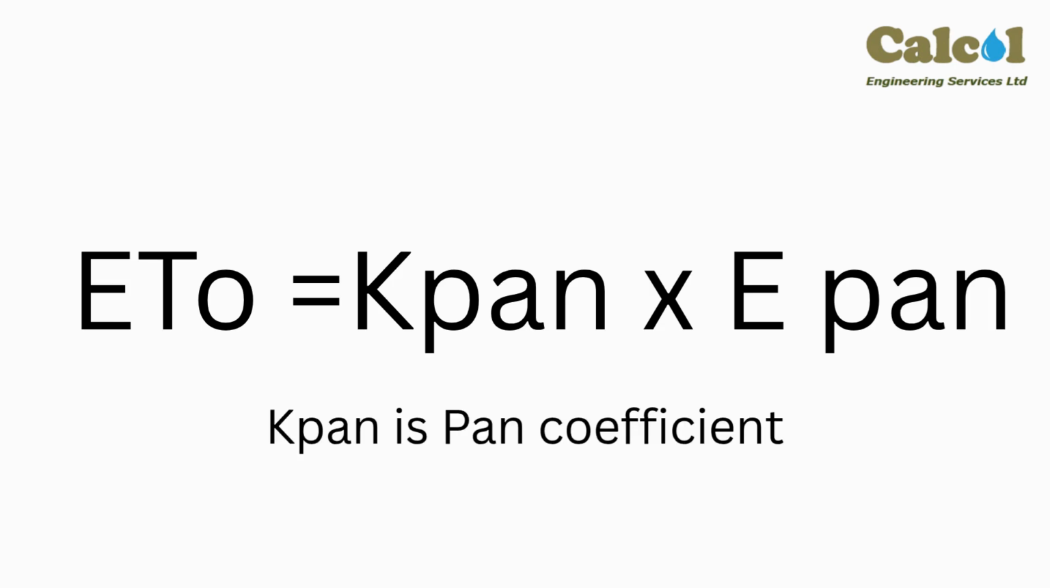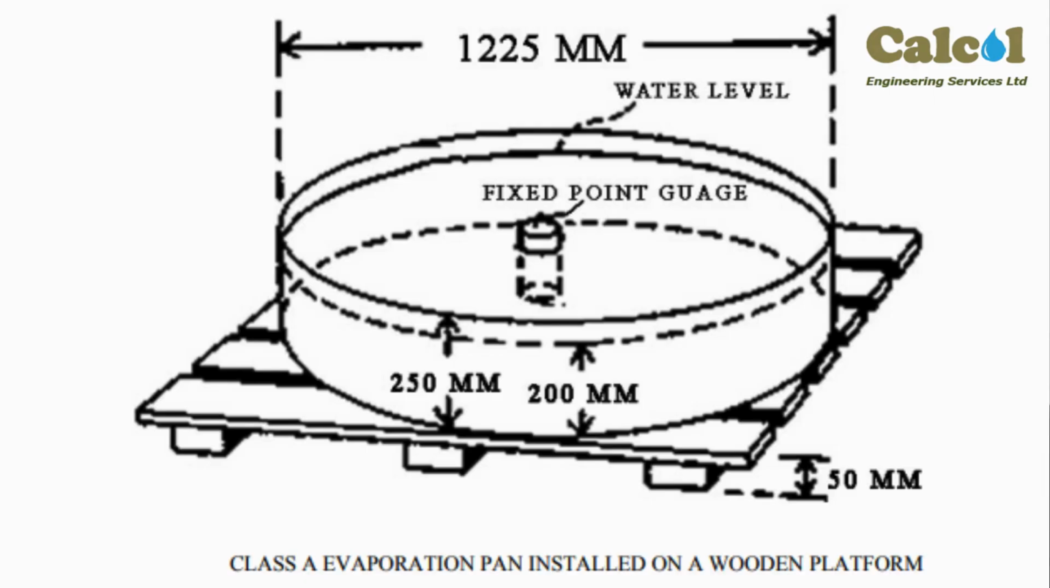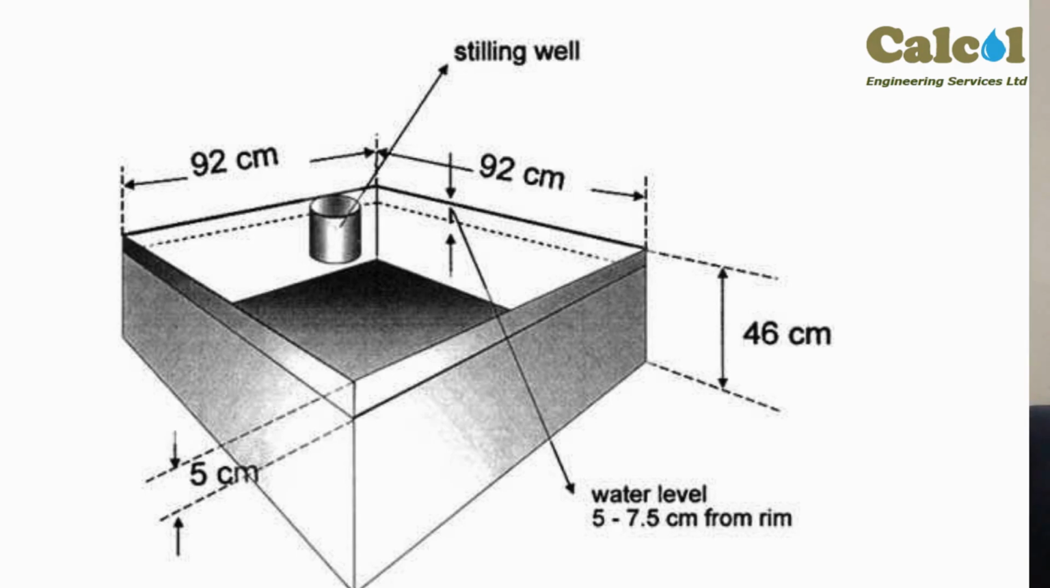Kpan is the pan coefficient, which depends on the type of pan that has been used, the pan environment, whether it has been placed in a fallow place or in a cropped area, and climatic conditions, basically the prevailing humidity and the wind speed. For a class A evaporation pan, the Kpan varies between 0.35 and 0.85 with an average Kpan of 0.7. For the sunken Colorado pan, the Kpan varies between 0.45 and 1.1 with an average Kpan of 0.8.